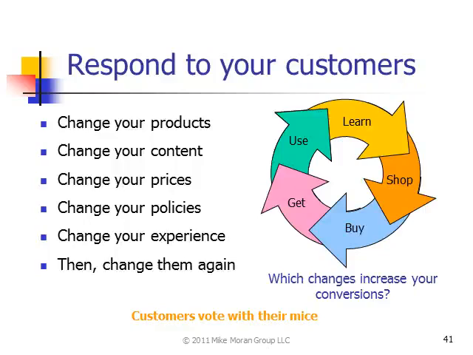So what are the things you're going to change again, right? It's not enough to know how to track ROI. It's not enough to understand that you can calculate your ROI. You have to know how to improve it. So what are the things you're going to do to improve it? You're going to change everything. You're going to change your products, your content, your prices, your policies, your user experience. You're going to change everything over and over and over again.